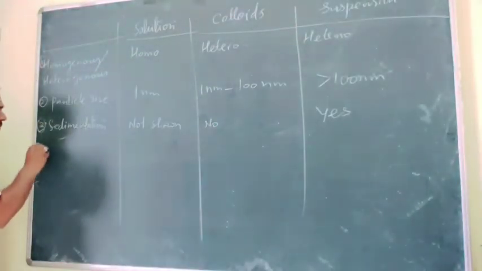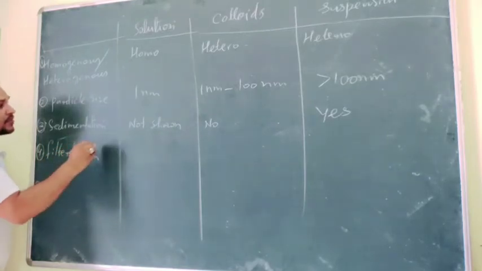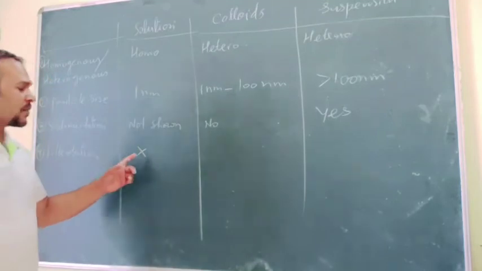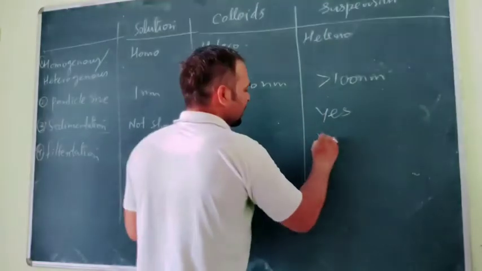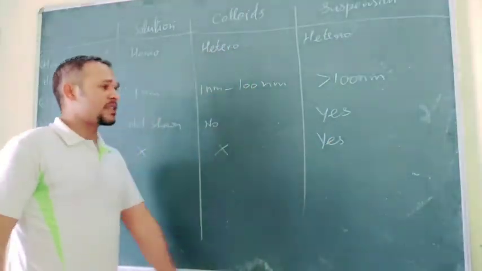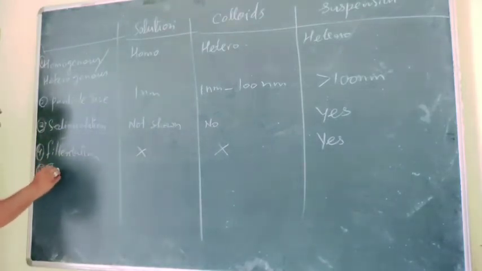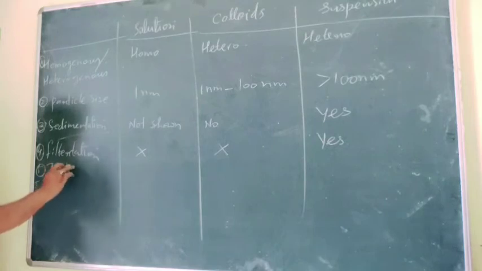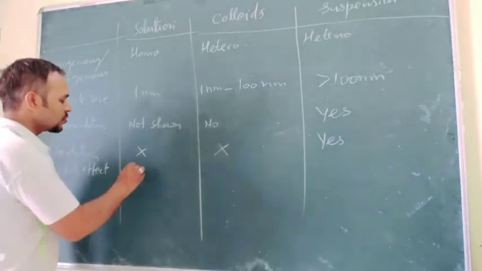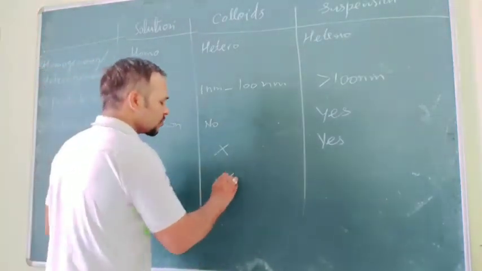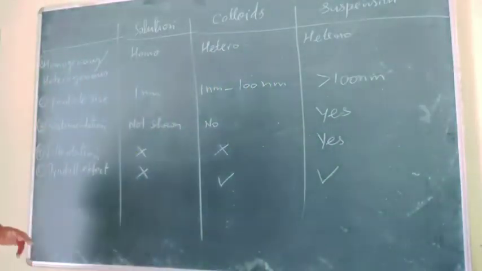Next, it can be separated by the filtration. What can be separated by the filtration? The solution cannot be separated by the filtration. The colloids cannot be separated by the filtration, but the solution and the suspension can be separated by the filtration. Now next is Tyndall effect. Tyndall effect is not shown by the solution, but it can be shown by the colloids as well as suspension. Right?